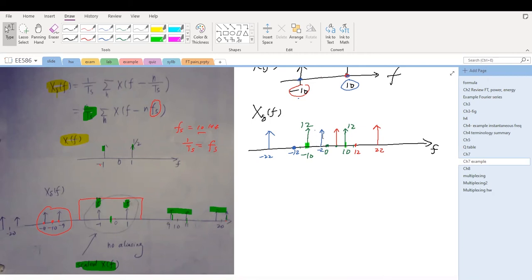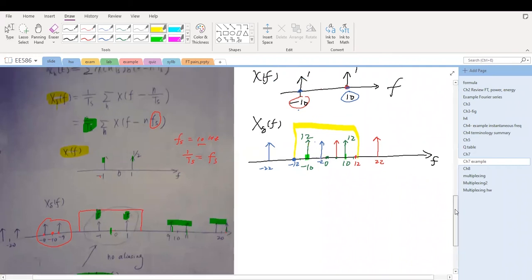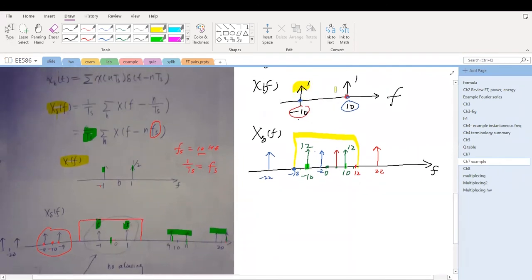You can see if I want to apply the low-pass filter here, because of the interference from the adjacent replica, it is not possible to recover the original signal. The original signal is two spectral lines at 10 and minus 10. That's these two here. But the replica from the adjacent spectrum interferes with this one now. So therefore, in this case, aliasing occurs.